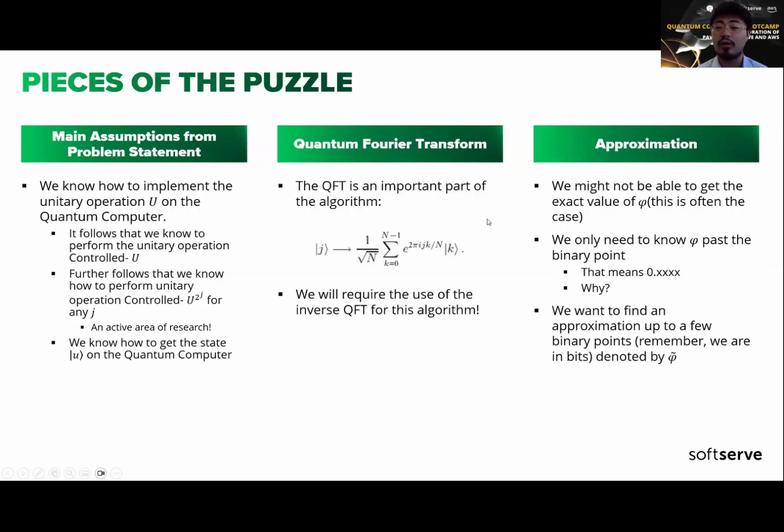And so we actually only need to care about the part on the right side of the binary point. Okay, great. So in essence, the QPE algorithm is allowing us to find an approximation up to a few binary points. What that means is that we will need to define a certain precision that we'll have.